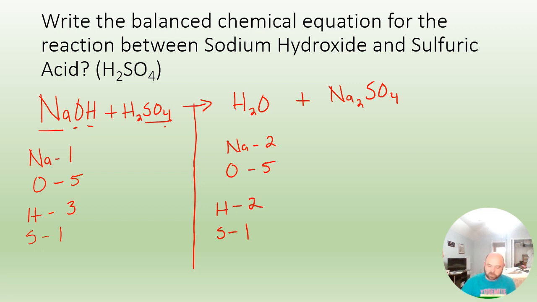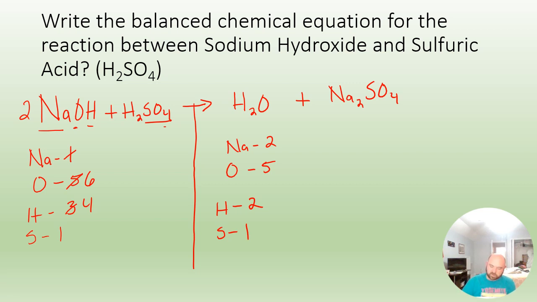So if I try to go ahead and balance the sodiums, if I put a 2 there, I get 2 sodiums. I now have 2 plus 4, 6 oxygens. I now have 2 plus 2, 4 hydrogens, and I still only have the 1 sulfur.